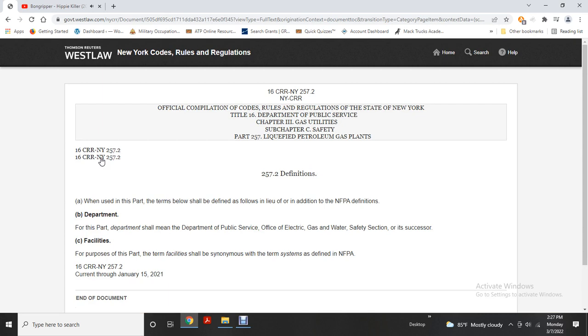Alright, 257.2, the definitions. When used in this part, the terms shown with a definition in the National Fire Protection Association shall have that definition, with the addition of the following. Department shall mean the Department of Public Service, the Office of Electric, Gas, Water, and Safety Section, and its successor. C. Facility, for the purpose of this part, the term facility shall be synonymous with the term systems as defined in the National Fire Protection Association.